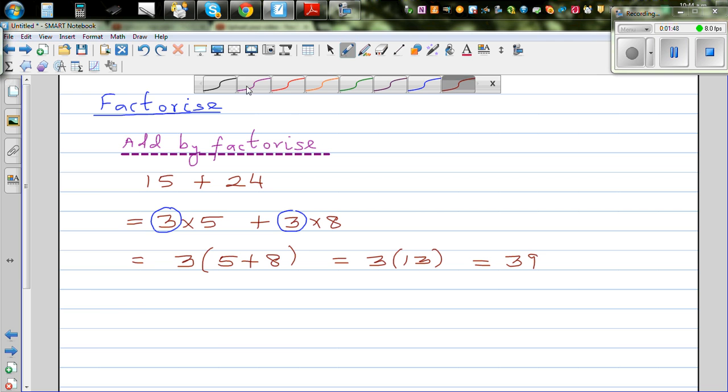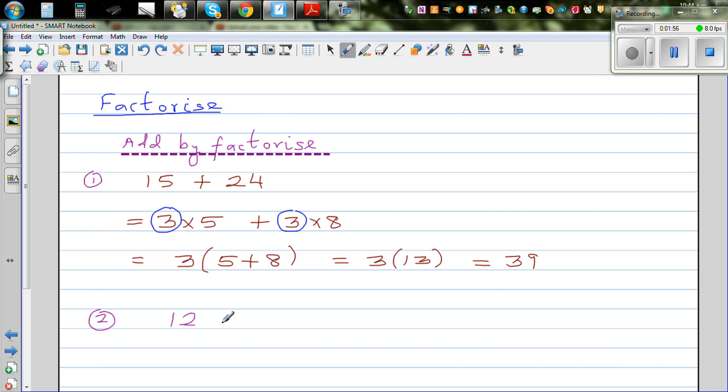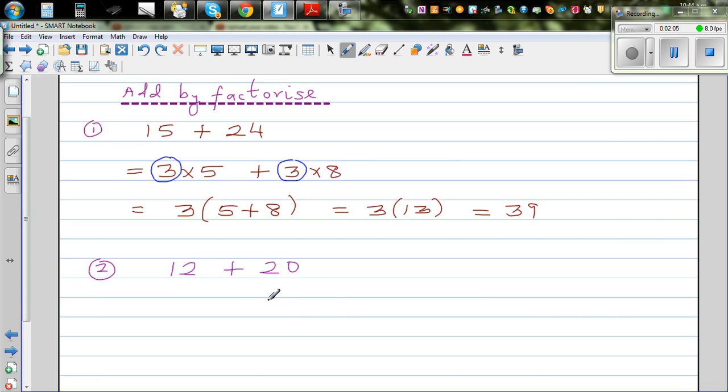Let me take the second example. Think of a number, say 12 plus 20. Can you think of the largest common factor? For those who don't know about factors, the factors of 12 are 1, 2, 3, 4, 6, and 12. The factors of 20 are 1, 2, you don't have 3 as a factor, you got 4, 5, 10, and 20. When you're adding by factorizing, you have to think of the largest common factor. So the largest common factor is 4.